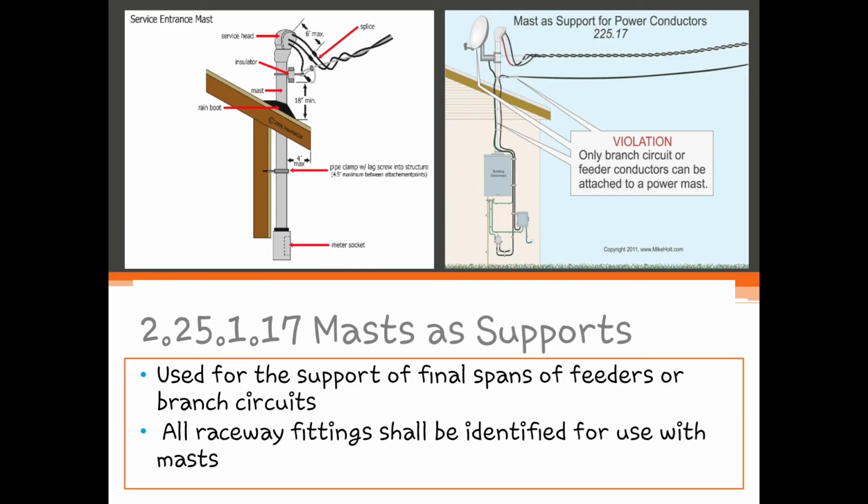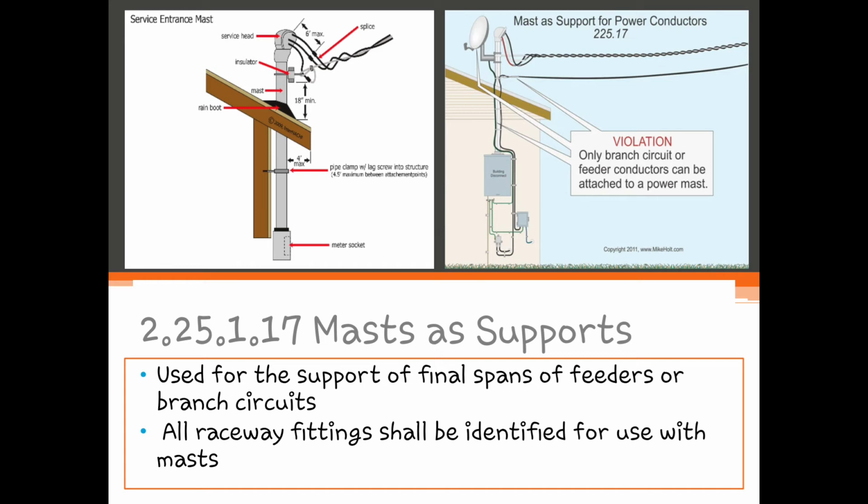Next is 2.25.1.17, masts as supports. So masts and supports used for support of final spans of feeders or branch circuits. So kanina picture kani is mo niyang masts. And all raceways fittings shall be identified for use with mast.